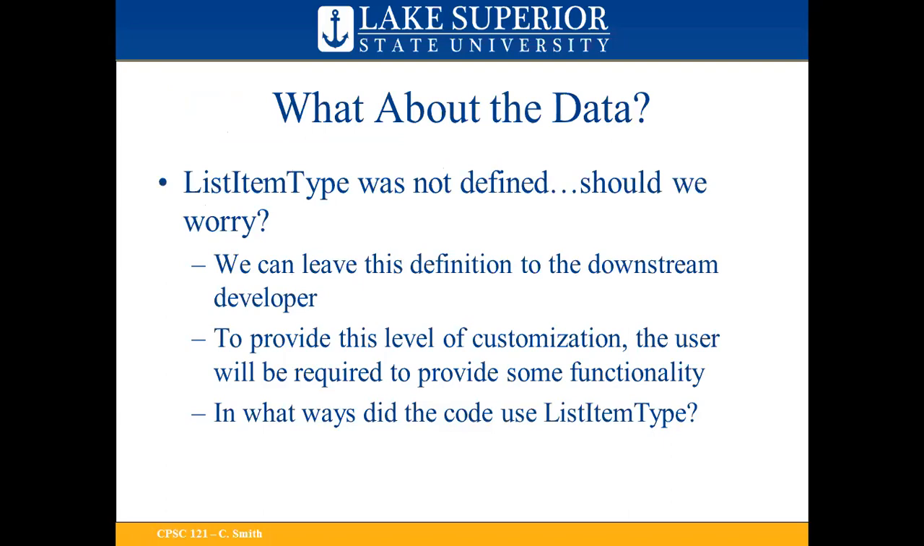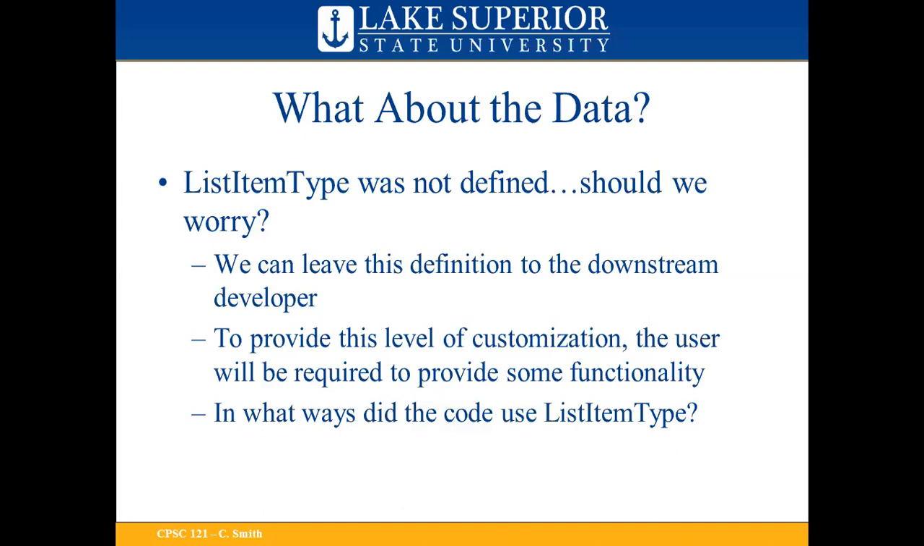Now, list item type was not defined. We really shouldn't worry about that because the user of our data structure, the downstream developer, is the one that's going to supply us with list item type. Now, in order to do this, the downstream programmer is going to have to do things like overload the relational operators. We haven't done that yet. We haven't seen that yet, but that's what's going to happen. They're going to have to overload the relational operators.